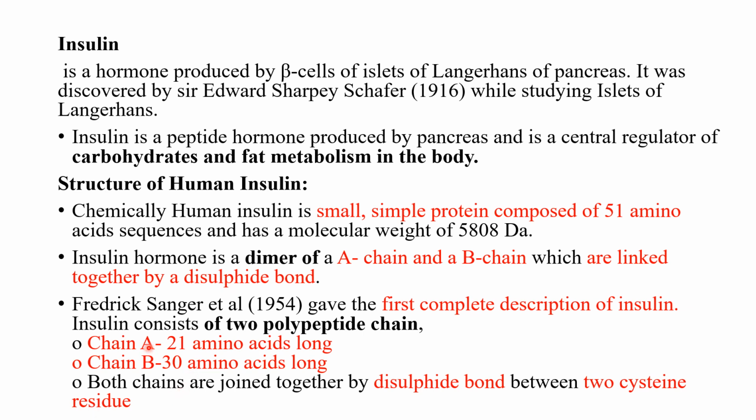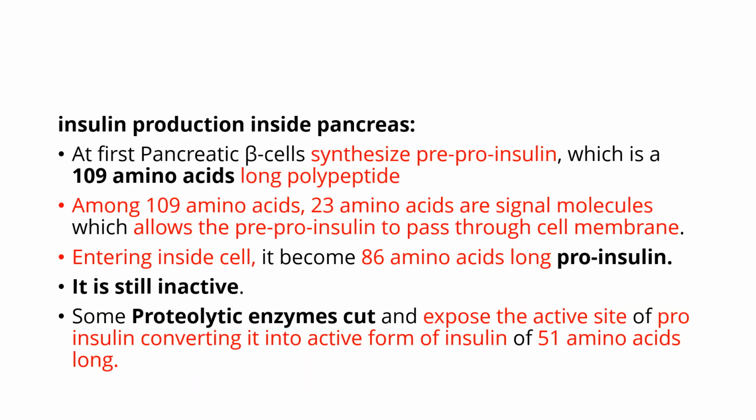The A chain has 21 amino acids, and the B chain has 30 amino acids. Altogether, this makes up the 51 amino acids. These chains are joined by a disulfide bond, which is a bond formed between two sulfur atoms from cysteine amino acid residues. Chain A has a cysteine, and chain B also has a cysteine, and between these two amino acids is where the disulfide bond joins the chains.